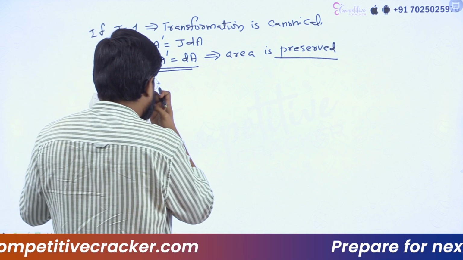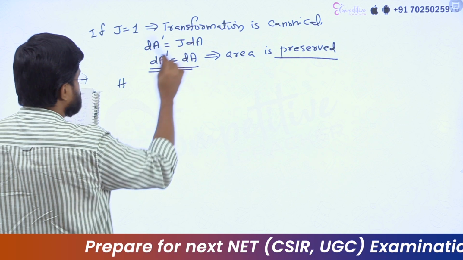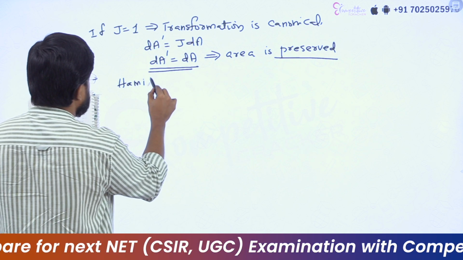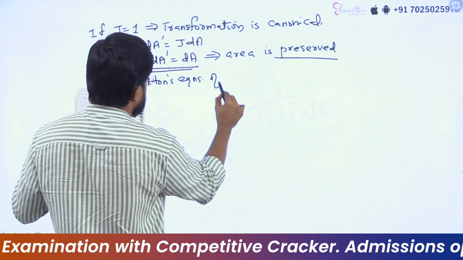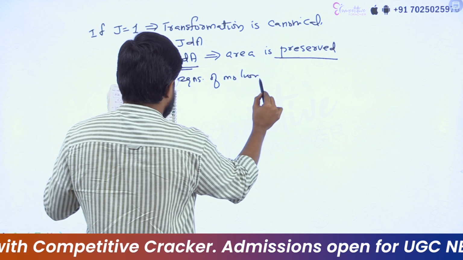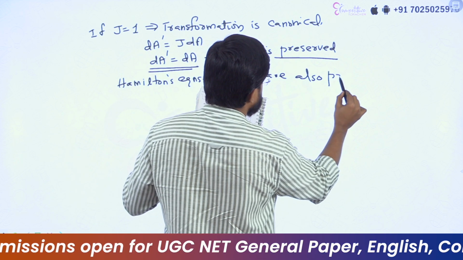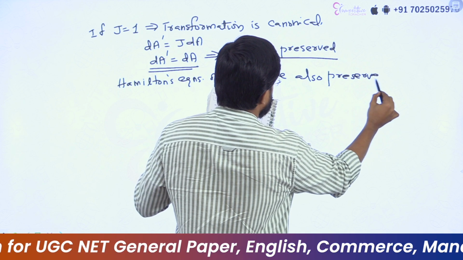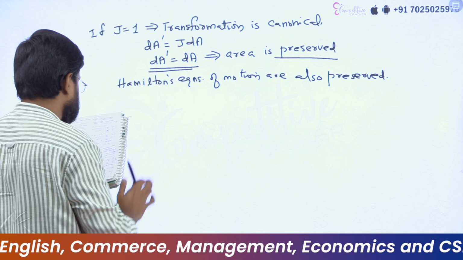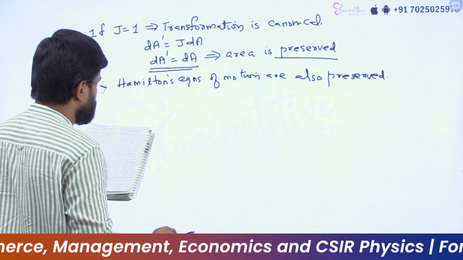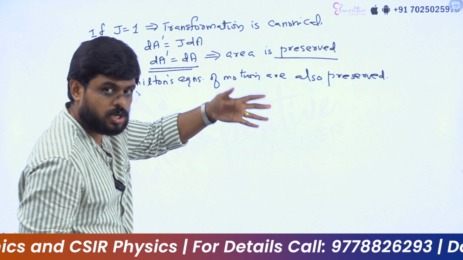Okay, and also, if the transformation is canonical, another speciality is that Hamilton's equations of motion are also preserved. So area is preserved and Hamilton's equations of motion are also preserved. So if J is not equal to 1, the transformation is not canonical.